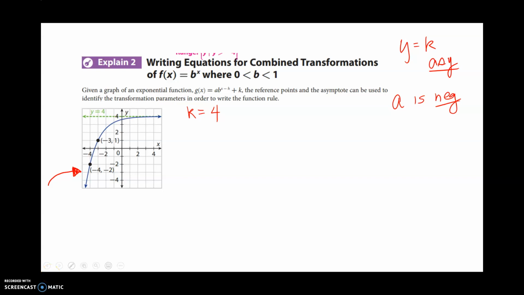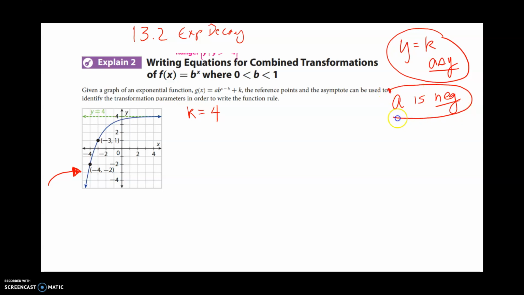All right, we are starting part 2 of our video over 13.2 exponential decay. Here's where we left off. We want to be able to write an equation given some points from a graph. What we determined already is that because we know the horizontal asymptote is y equals k, k equals 4. Our sense check is that this is reflected over the x-axis, so a should be negative, right? Hopefully it's negative.